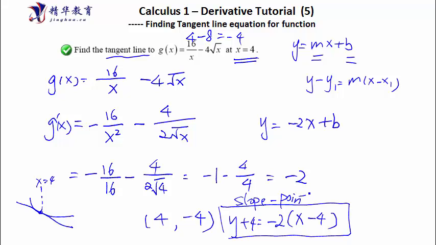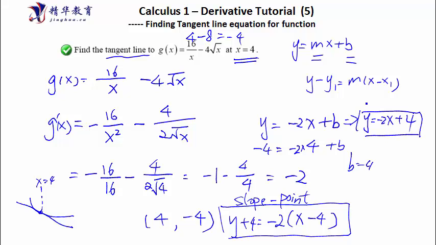If you don't like slope-point form and you prefer slope-intercept form, like me, let's do it. How do we do this? We put the point into the equation: -4 = 4 times -2 plus b. Then we get -8. Moving it to the other side, b = 4. So y = -2x + 4, and then we finish. That is slope-intercept form. There's no special requirement for which form they're looking for, so both answers are correct.